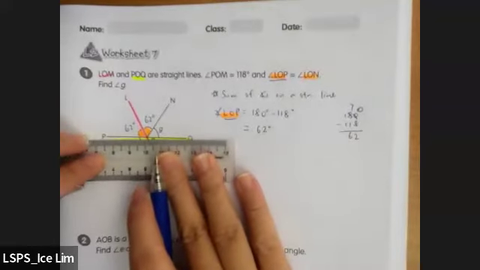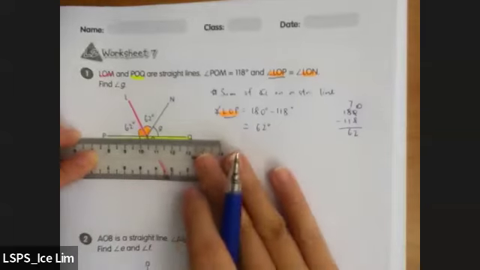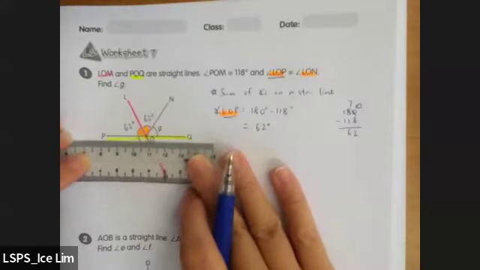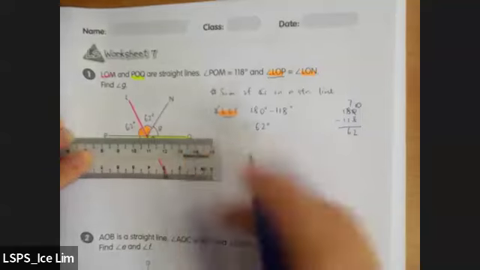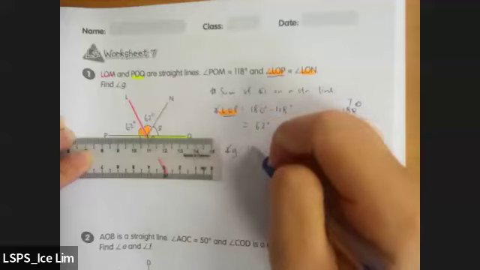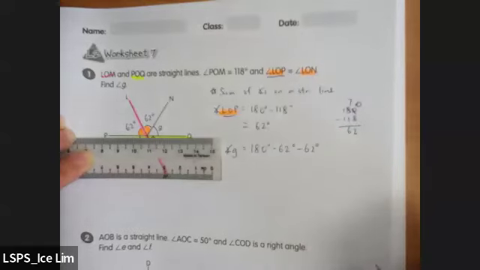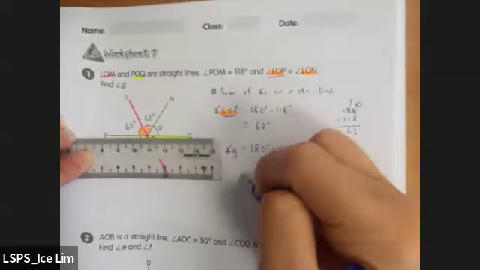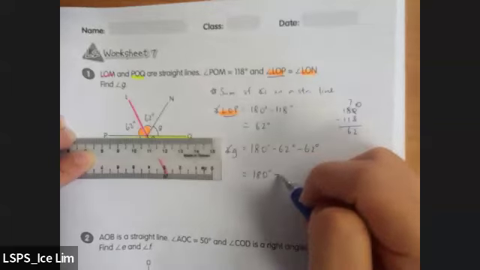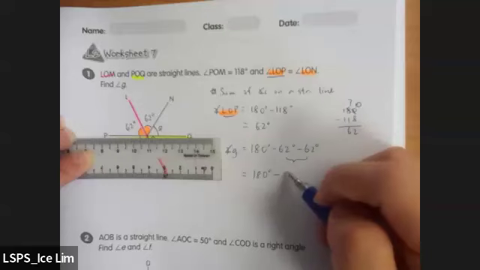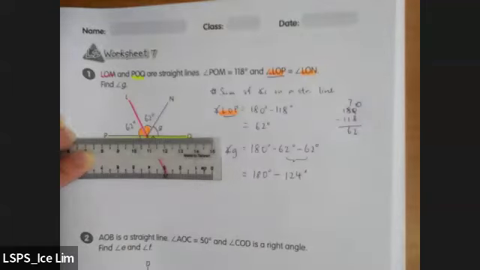So come to the next rule. It's also sum of angles on the straight line. But this time round, the straight line is POQ. Then I can get my answer already. Angle G equals to 180 degrees minus 62, and then another 62 because LON is also 62. Can you work out the rest? If you like, you can do addition first. That means these two angles add up together, give you 124. Then you subtract.